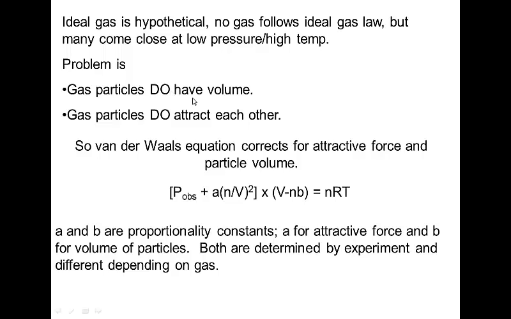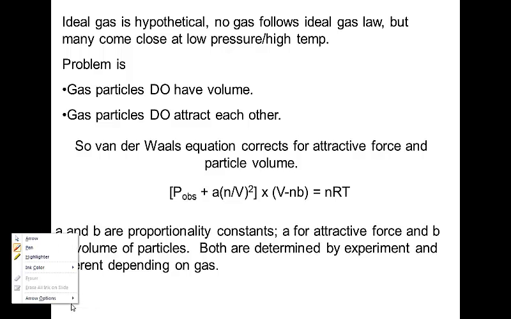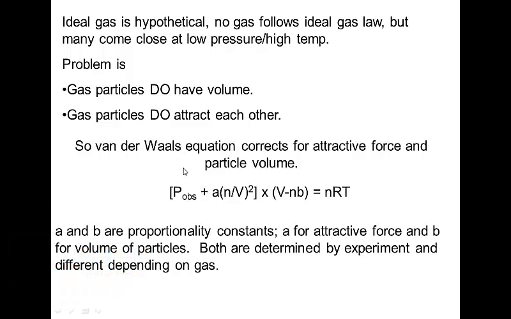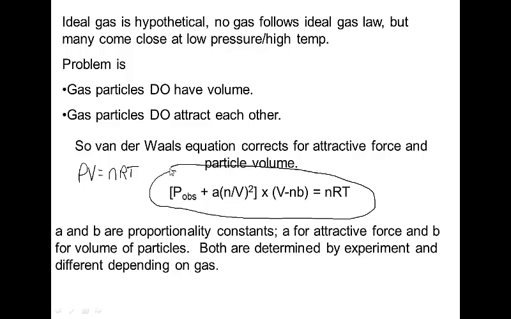So we have our choice. We either stick with the ideal gases and use PV equals nRT, or we go with the real gases and use the van der Waals. And a and b are proportionality constants. a is for attractive force, b is for the volume of the actual particles themselves, both determined by experiment, and both are different depending on the gas. So again, a and b are proportionality constants that are indigenous to a very particular gas species.